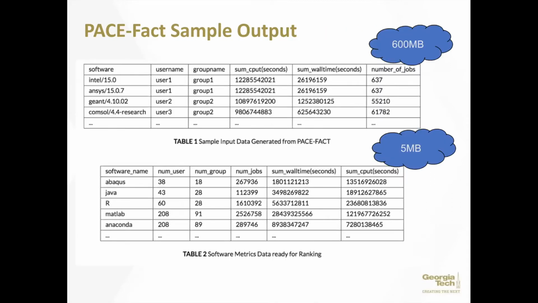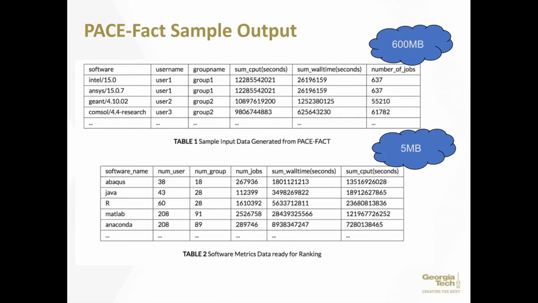Okay, so this is a sample output from PaceFact. You can see the first table is usually the staging table. We have 600 megabytes. So we can see we still have a lot of redundancy in the data, for example, usernames and the groups. And the second table is down to a 5 megabyte data size.